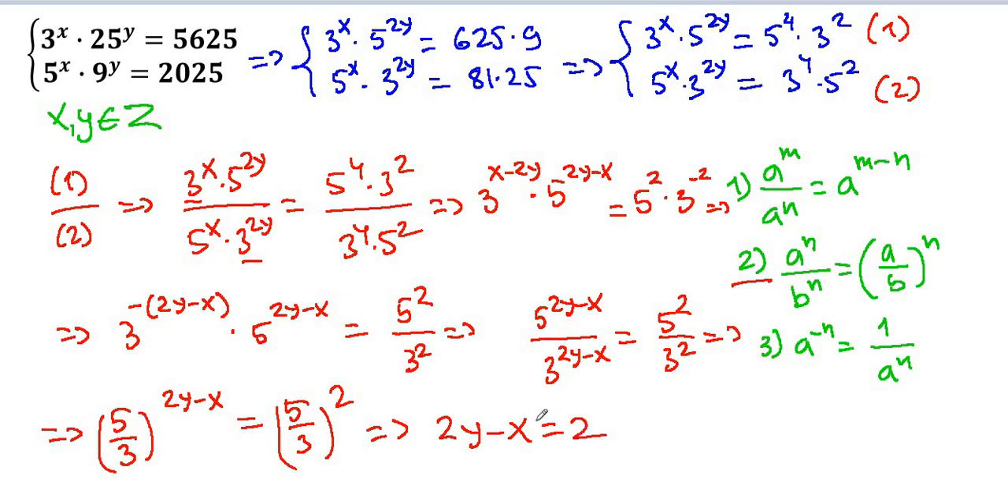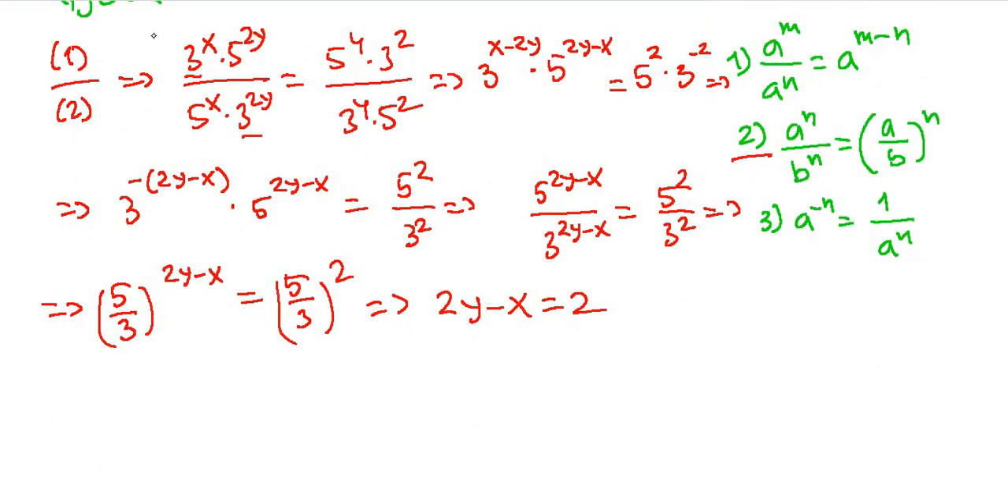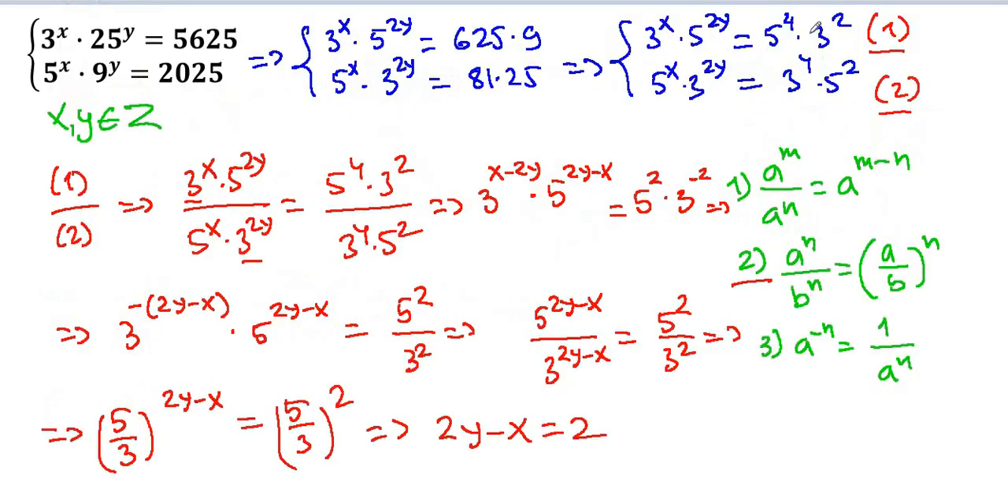But still, as we can see, we cannot solve this equation because in one equation we have two variables. So therefore, to get a system of equations with two variables, we have to now multiply this first equation by the second equation, so first equation times second equation.